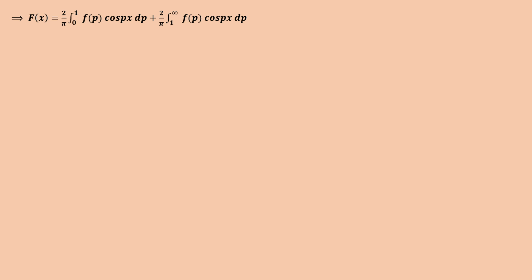Here there are two limits, because f of p is defined as 1 minus p in 0 to 1, and when p lies between 1 and infinity, the value of f of p is equal to 0. That is why we are splitting the integration, which is equal to 2 divided by pi integral 0 to 1 f of p cos px dp plus 2 divided by pi integral 1 to infinity f of p cos px dp. That is equation number 8.